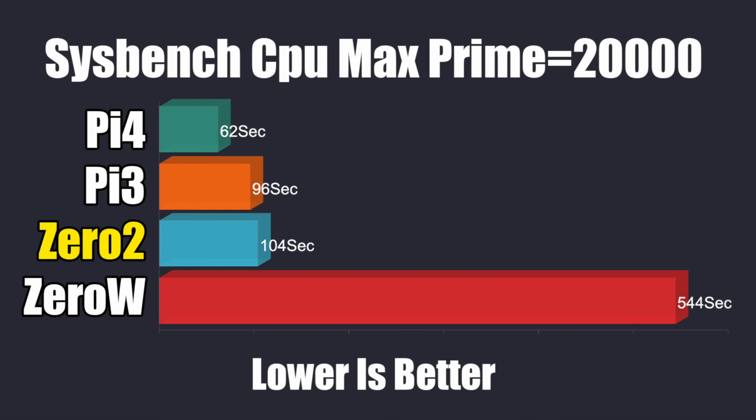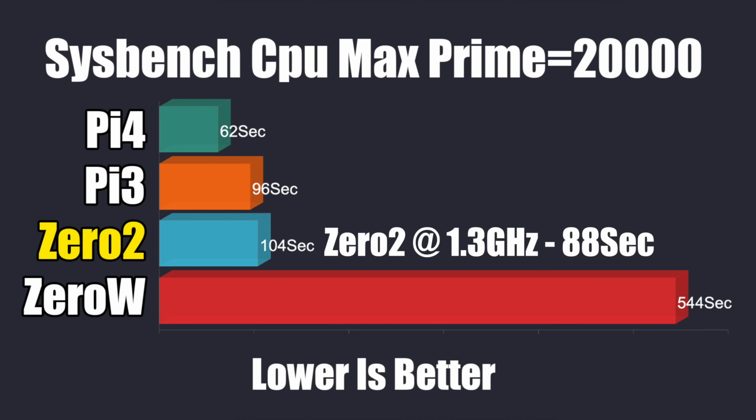On the Zero 2, we finished this in 104 seconds, lower is better. On the original Raspberry Pi Zero W, 544 seconds, and it really comes down to that thing only having a single core CPU. Now as you can see, we're actually really close to the Raspberry Pi 3 at the stock clocks here. We're at 104, Raspberry Pi 3 came in at 96 seconds. As soon as we overclock the Zero 2 to 1.3 gigahertz, we actually beat out that Pi 3 at its stock clocks, but we can't get close to the Pi 4.